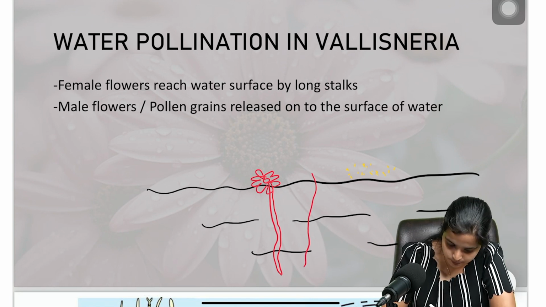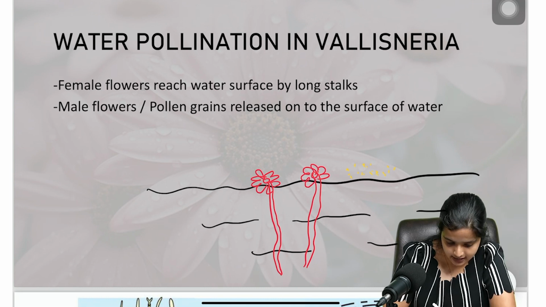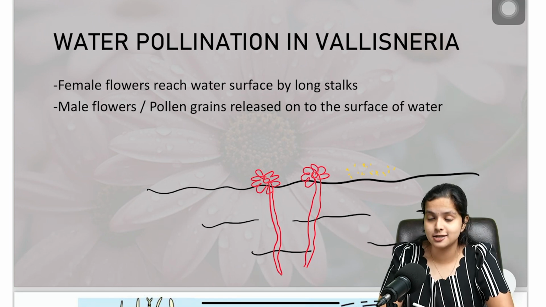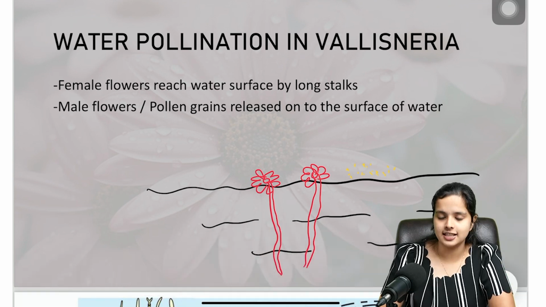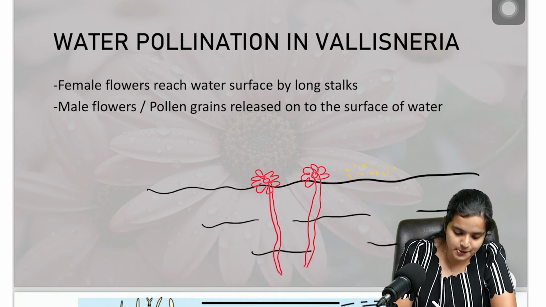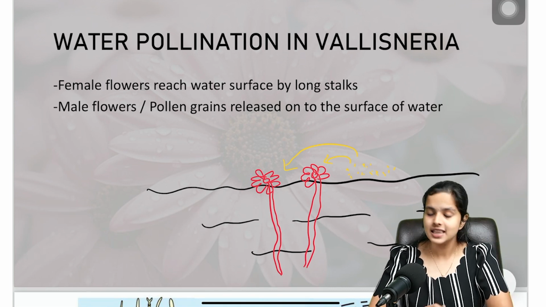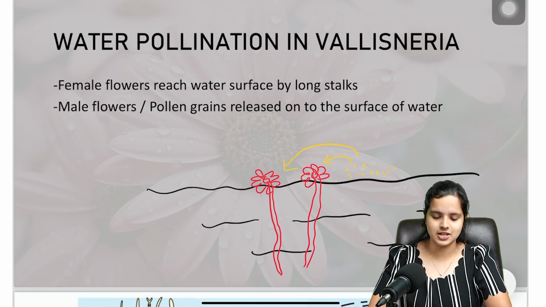So even though the plant is lying inside, female flowers will be lying outside in order to catch the pollen grains that are released on the surface. This way the pollen grains can easily land on the pistil of the female flower. Okay, this is how water pollination happens in Vallisneria.